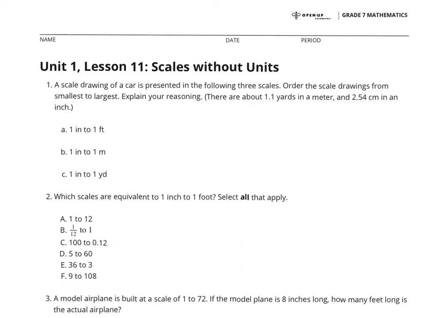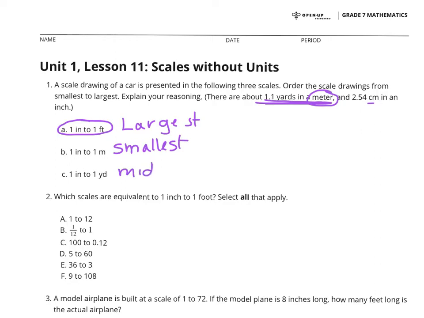So it tells us in this question there's about 1.1 yards in a meter, 2.54 centimeters in an inch. So the smaller the scale, the larger the drawing, which means that because a foot is so much smaller than the other two, this would be our largest drawing. Okay, and then we're deciding between meters and yards. 1.1 yards in a meter means that a meter is longer. So our meter would be the smallest scale, and our 1 inch to 1 yard would be in the middle.